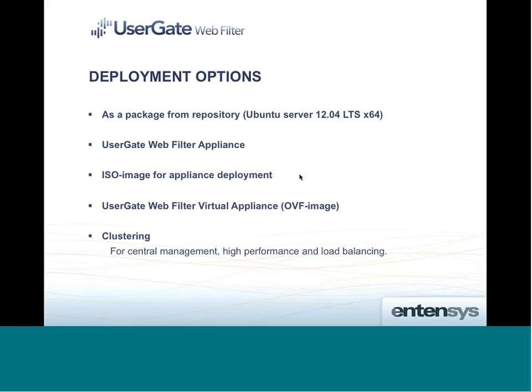So hardware, it's the UserGate Web Filter appliance, where everything is already installed, including Ubuntu server and Squid, which we use together with our product. And there are two virtual appliances. One is provided as an OVF image, open virtual format, so it can be imported to basically any modern virtual system. And we provide an ISO image. You can burn it to DVD and boot your hardware or virtual server with it, and it will automatically install everything.